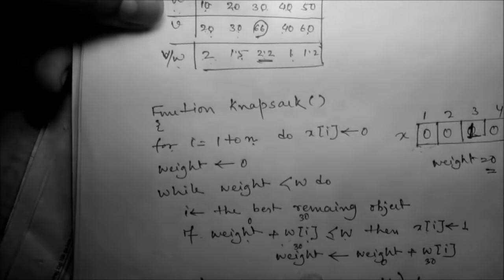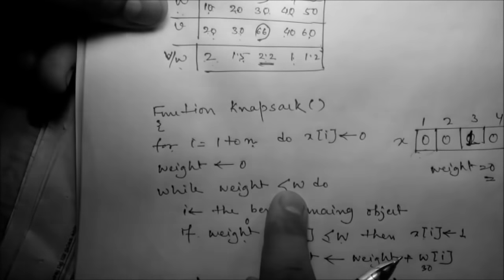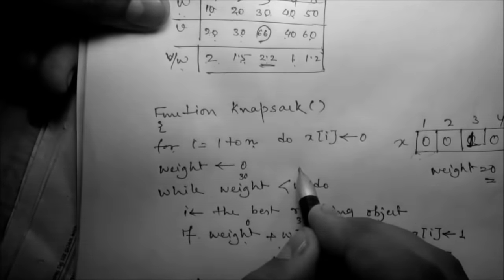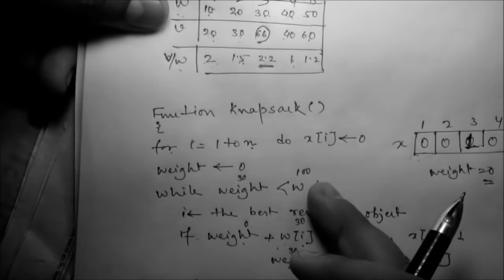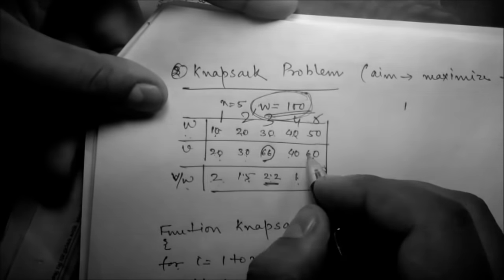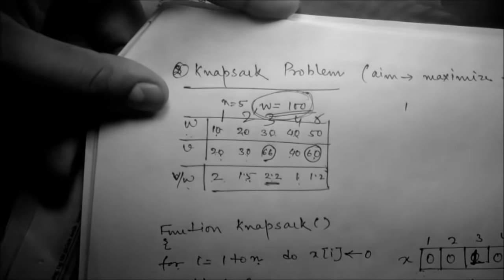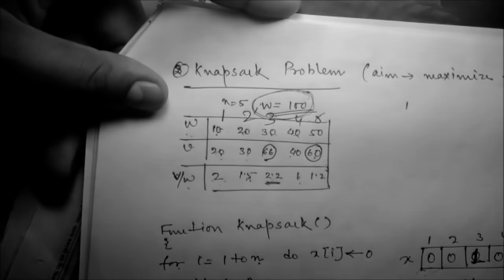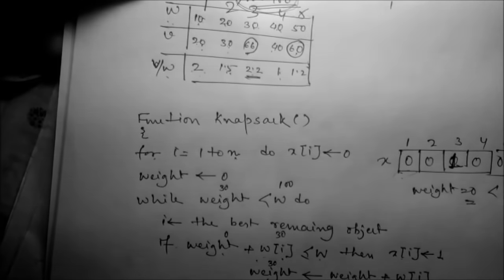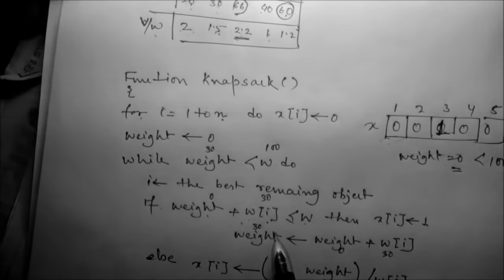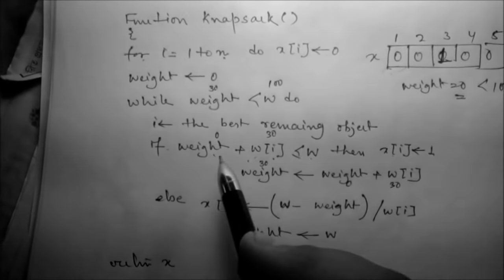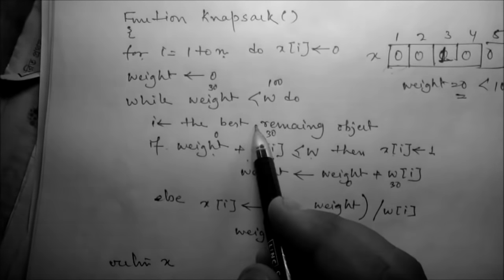Next, while loop, weight is less than W. Now the weight value is 30 and W is 100. Still we can carry, we can select more items. Next best item is this one. So 66, then 60. If you select this one, the next updated value is 60.